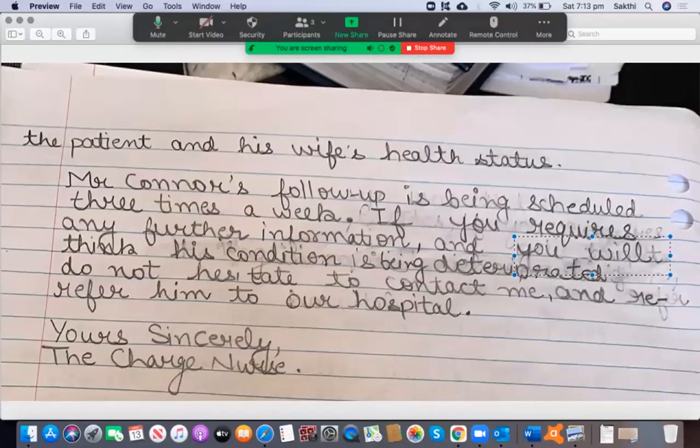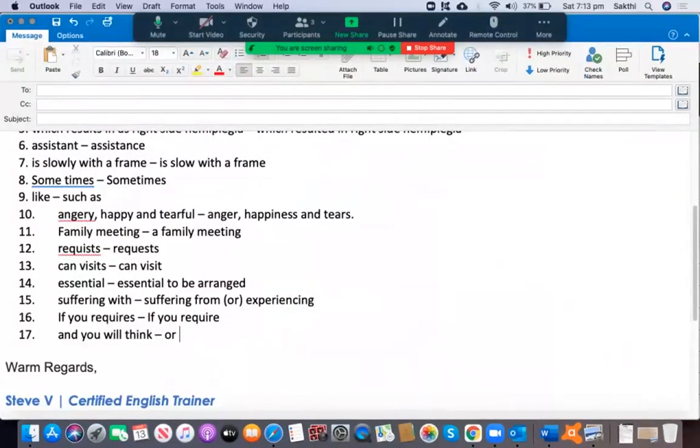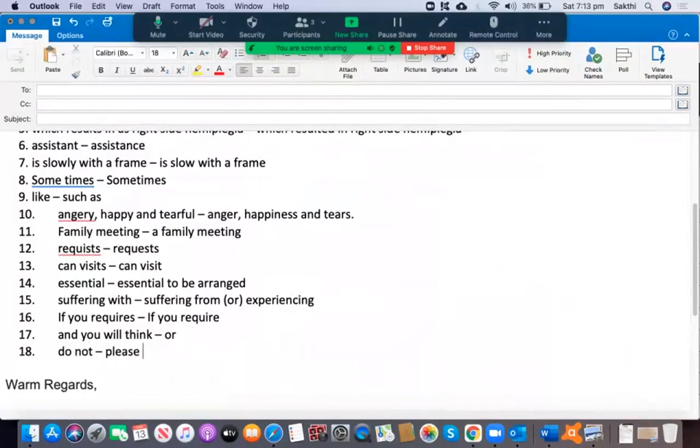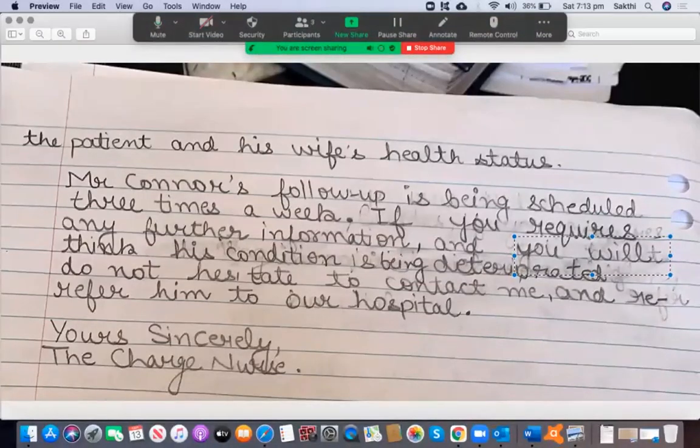That's not do not hesitate to contact us, but please do not hesitate to contact us. Okay. Do not say do not, but use please do not. Use the polite phrases before do not. Do not hesitate to contact me and re-refer him to our hospital. That's good. Yours sincerely, comma, the charge nurse. Okay, all right, that's good.